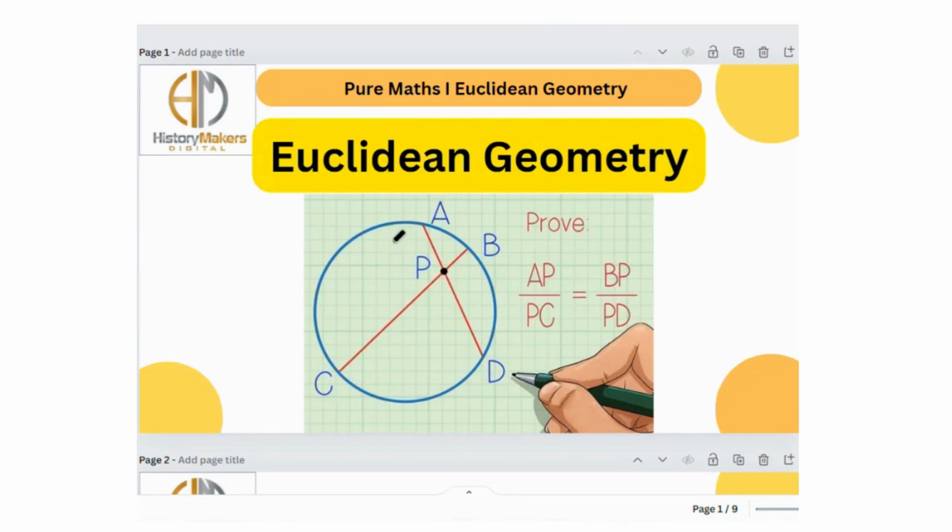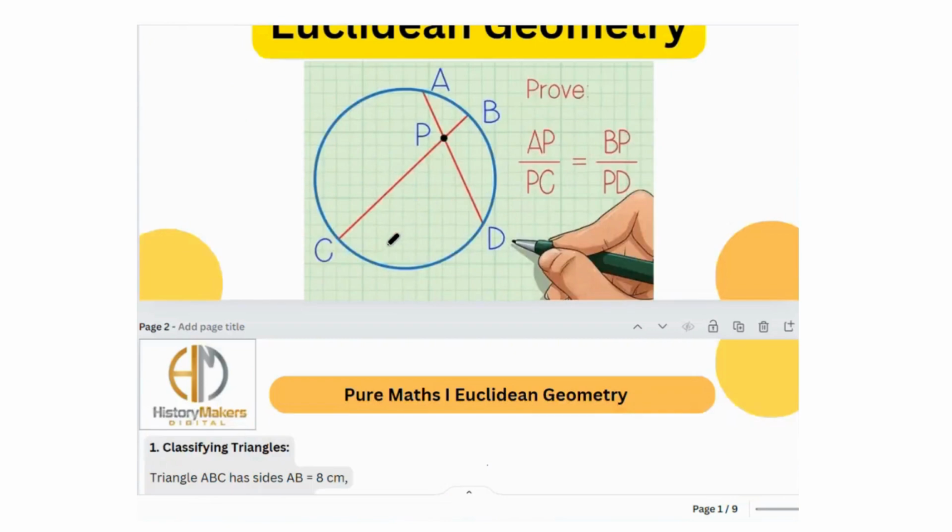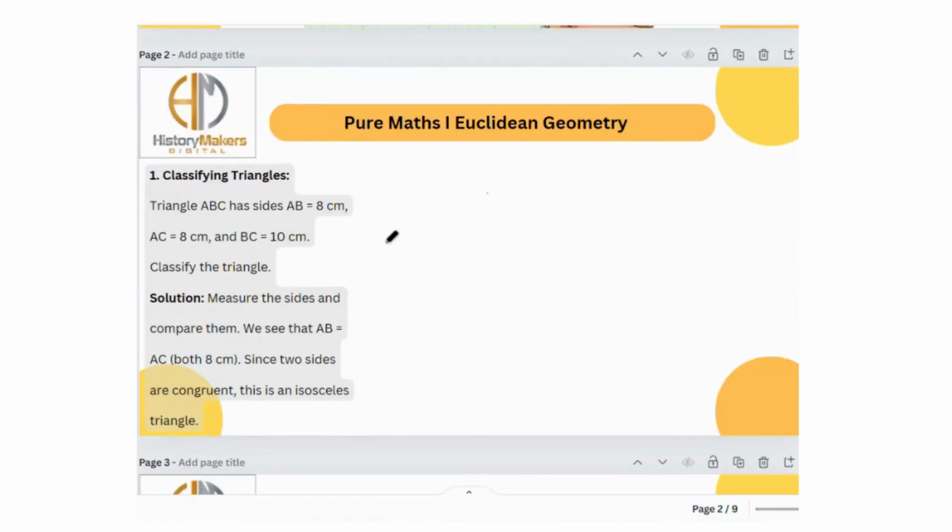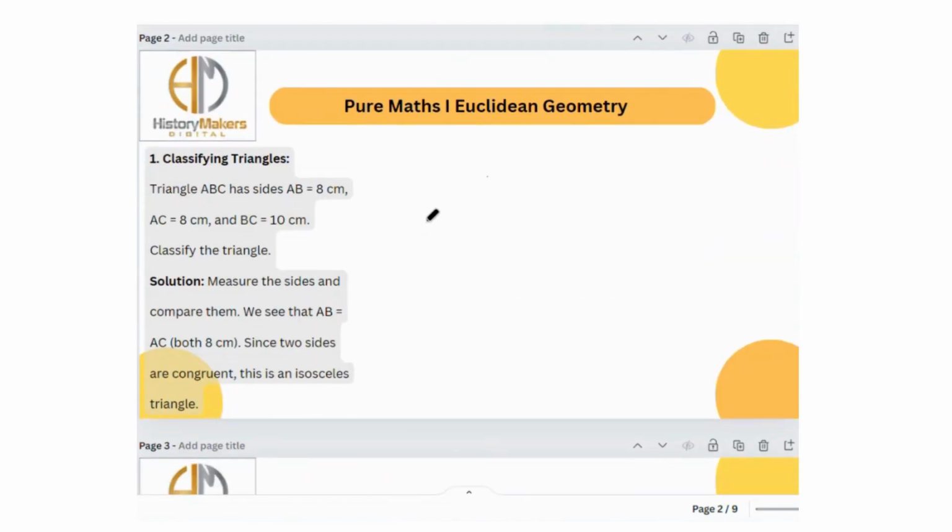Let's look at Euclidean geometry. The first question goes as follows. Classifying triangles. Triangle ABC has sides AB equal to 8 centimeters and AC equal to 8 centimeters as well. So those are equal. And BC equals 10 centimeters. Therefore, we have two sides that are equal and one side that is slightly bigger than the two sides by about 2 centimeters. So let's try to illustrate this in the form of a triangle.